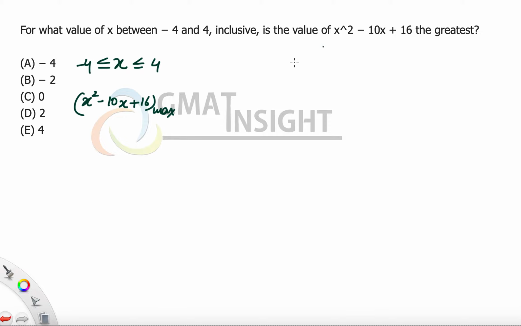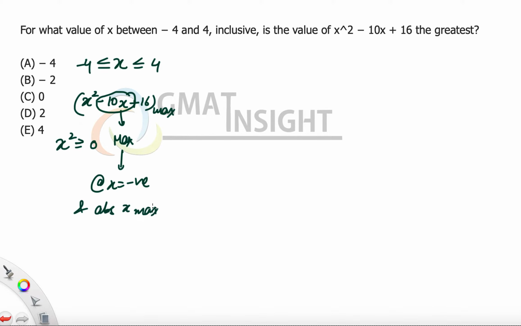Okay, let's quickly understand that x squared is always greater than or equal to 0 because it's always positive for any negative or positive value of x, right? If x is 0, then it is 0. And we have to maximize it, so we have to look at minus 10x, and this minus 10x essentially needs to be maximized. This part will be maximized when x is any negative value and the absolute value of x should be as big as possible.